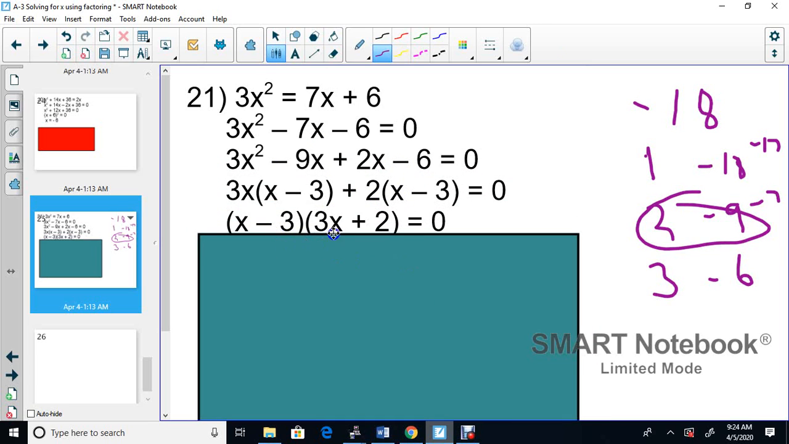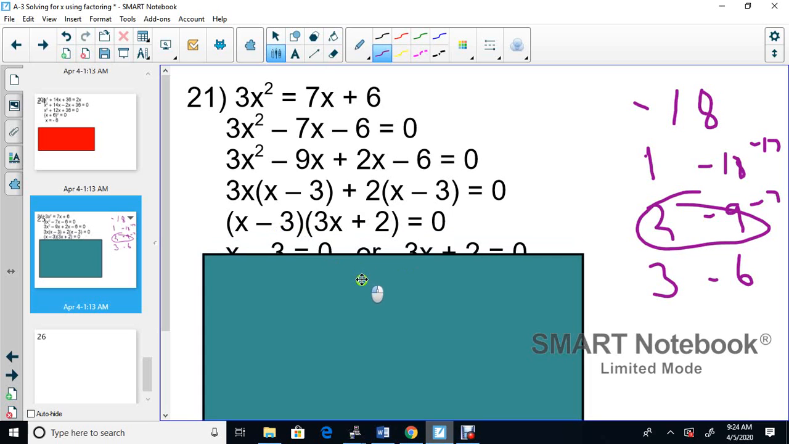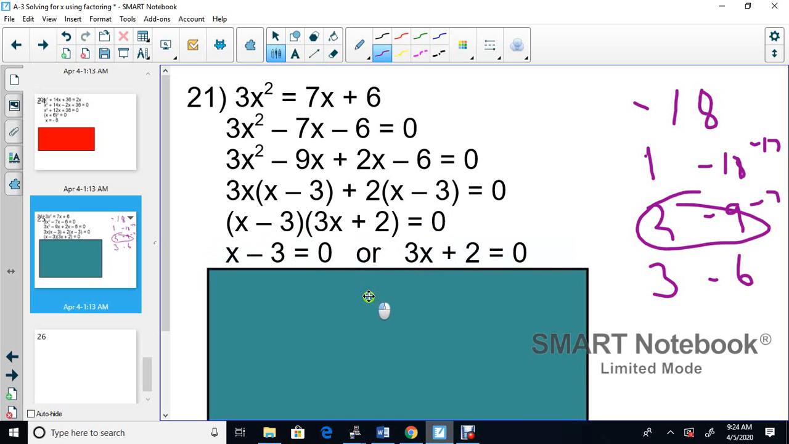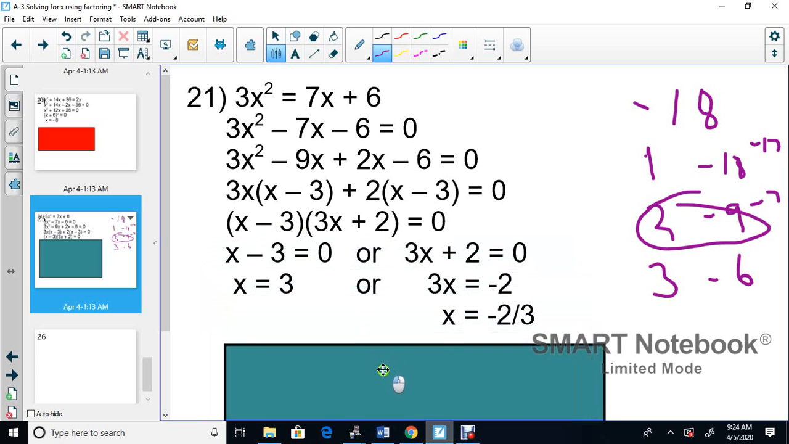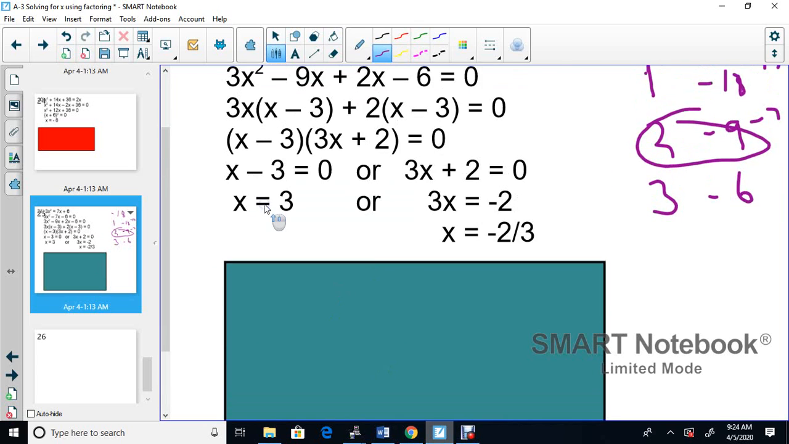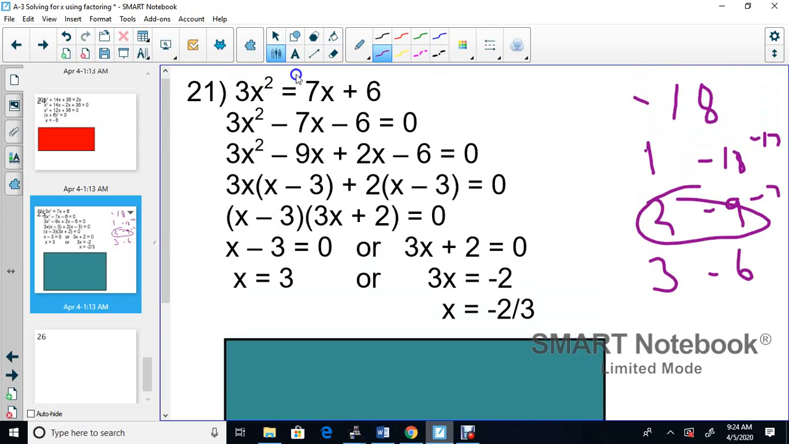You write the bracket here and the other bracket here. Make each bracket equal to 0. Rearrange it. And determine the answer here. So you got one answer. Let's bring that up. You got one answer over here. Okay, so one of the answers is x equal to 3. And the second answer is x equal to negative 2 over 3.